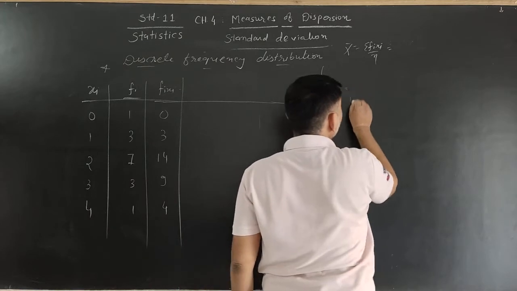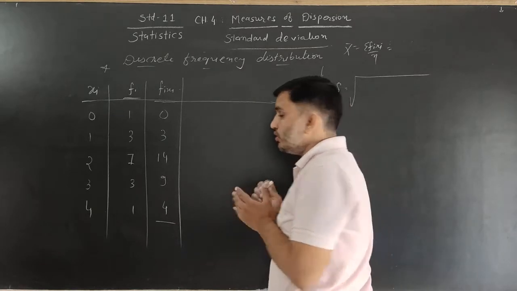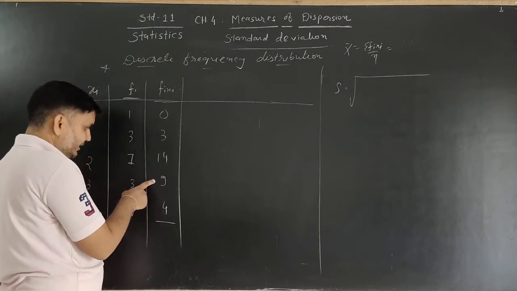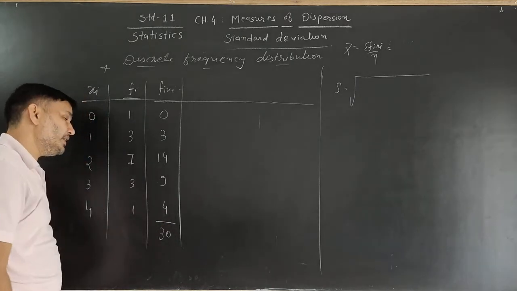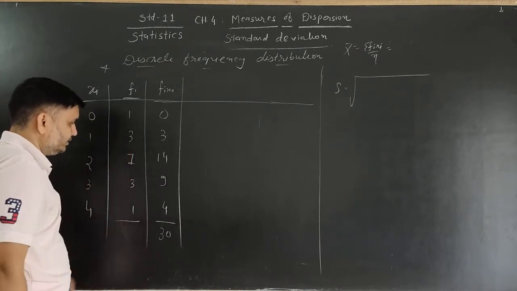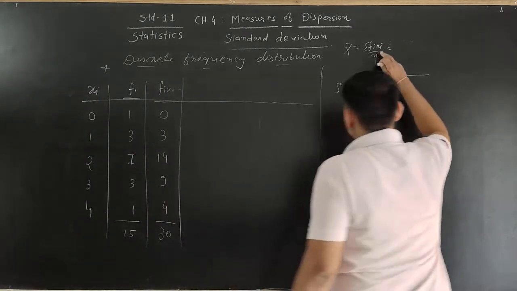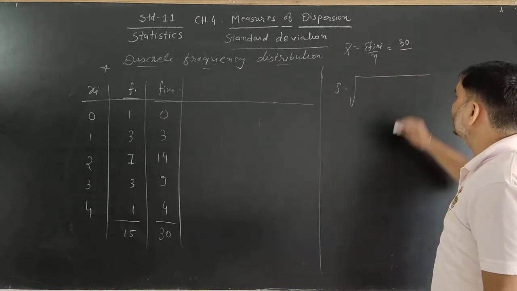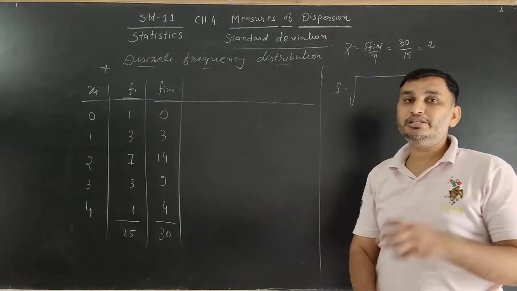Now to find the standard deviation, first we will check whether the mean is a fraction or an integer. So 14 plus 3, 17, 17 plus 9, 26, 26 plus 4, 30. That is the summation fi xi. Now the frequencies: 1 plus 3, 4, plus 7, 11, plus 3, 14, plus 1, 15. So summation fi xi upon n: summation fi xi is equal to 30, divided by n. N is equal to 15. So the mean x bar is equal to 2 and it's an integer.